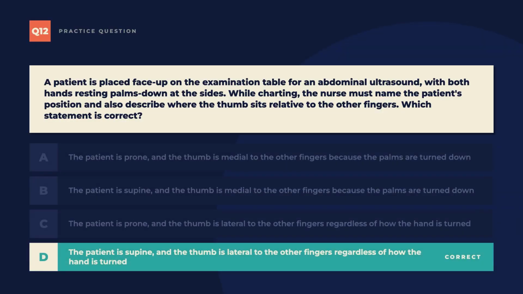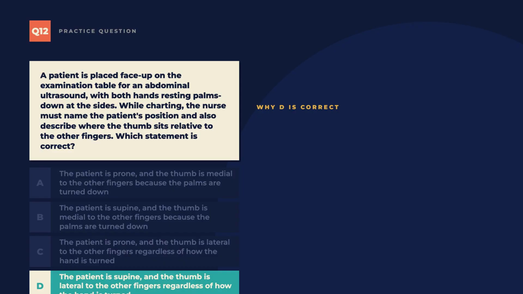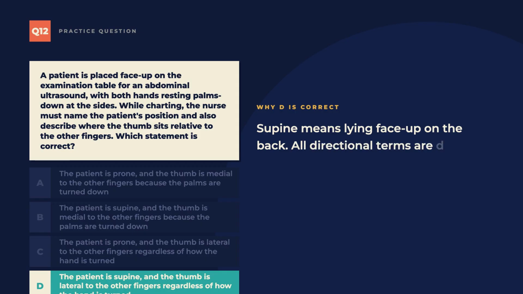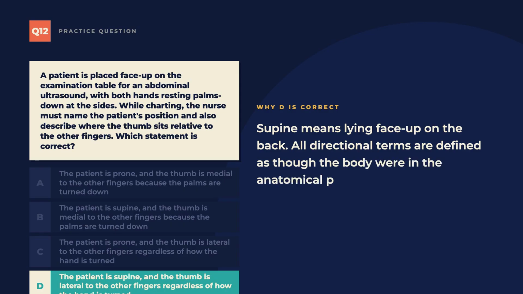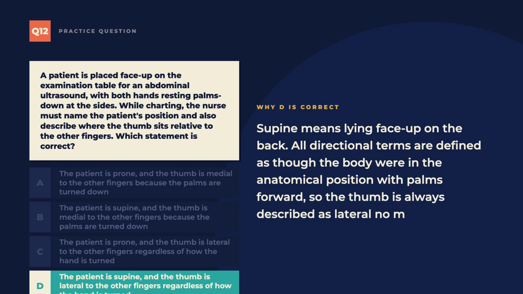The correct answer is D. The patient is supine and the thumb is lateral to the other fingers regardless of how the hand is turned. D is correct because supine means lying face up on the back. All directional terms are defined as though the body were in the anatomical position with palms forward. So the thumb is always described as lateral no matter how the hand actually rests.